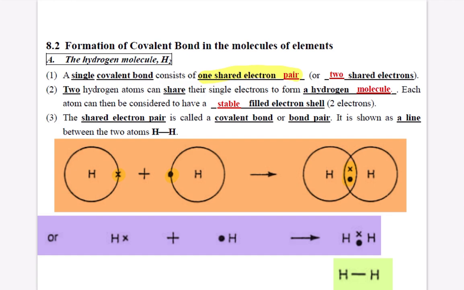So the share electron pair is called a covalent bond, or a bond pair, because they are shared between them and they form bonds. So this is called bond pair. Alright? And it can be shown using a line, because it is 1 bond. So this is the electron diagram.